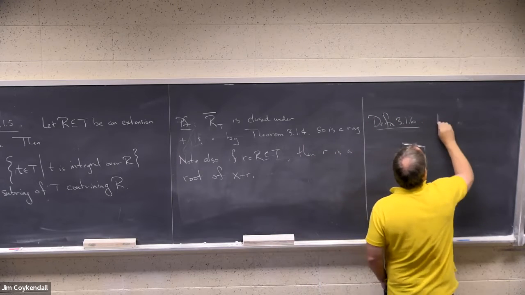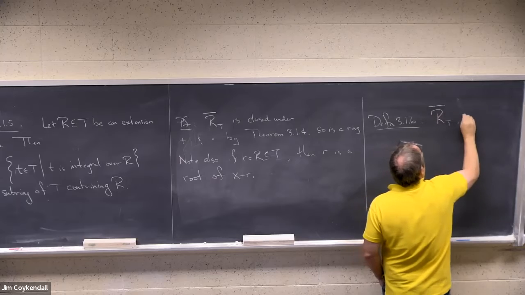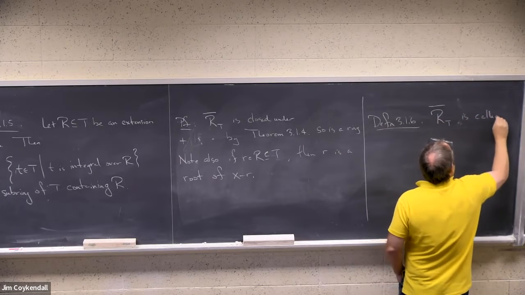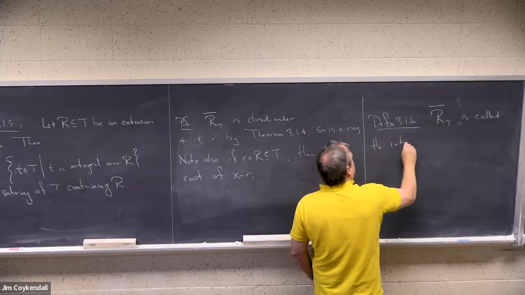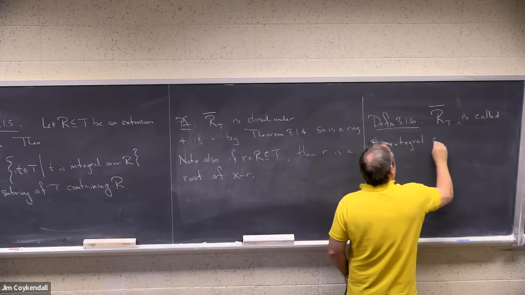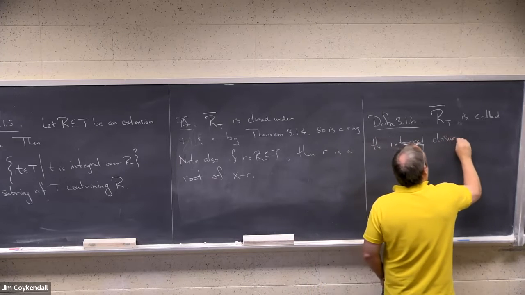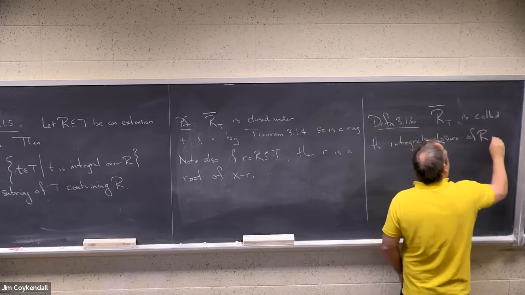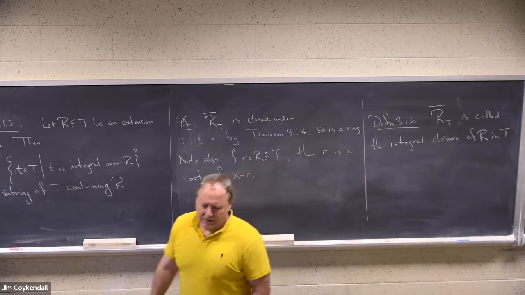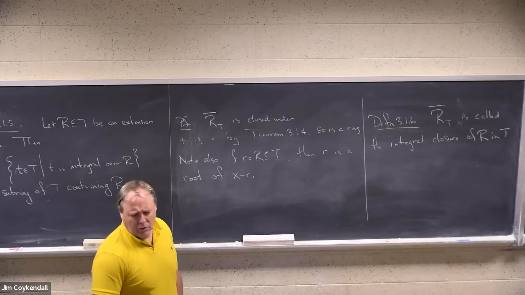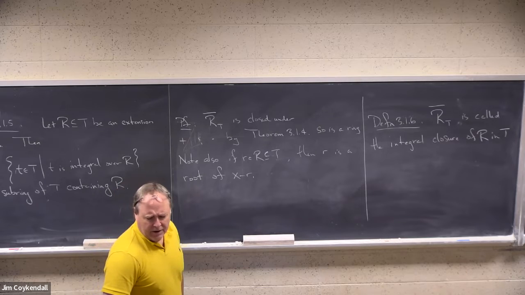This ring is called the integral closure of R in T. So the set of everything in T that's integral over R is called the integral closure of R in T.